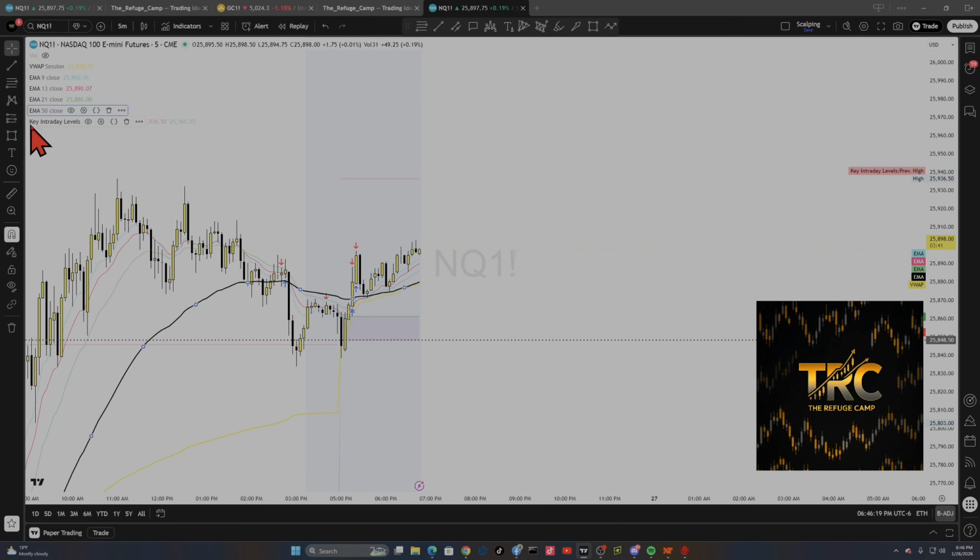Then we have key intraday levels. These are your markers. These are where you should be trading edge fades, meaning you get near one on the top, if it rejects, you short. If you get near one on the bottom and it rejects, you go long. Simple as that. I have no other indicators on my chart, and that is it.